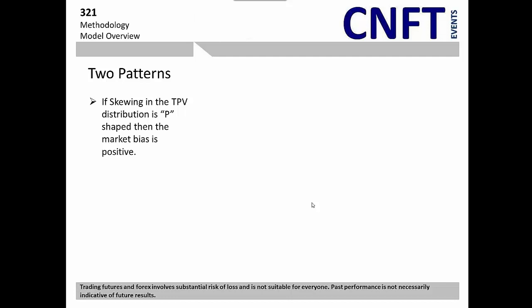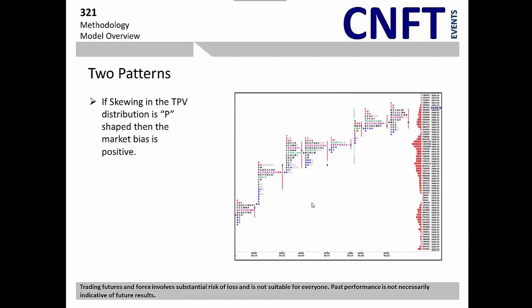Two patterns. If the skewing in our time, price, volume distributions is a P, or shaped like a P, then the market bias is to the upside, or positive, and this is what it looks like. So what are we dealing with? A P, a P, a P, a P, another P. Now say there's a B, and the market traded higher.